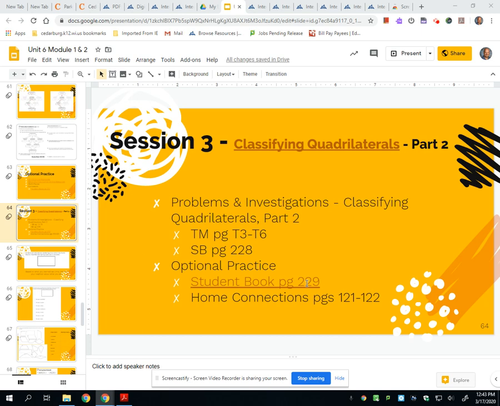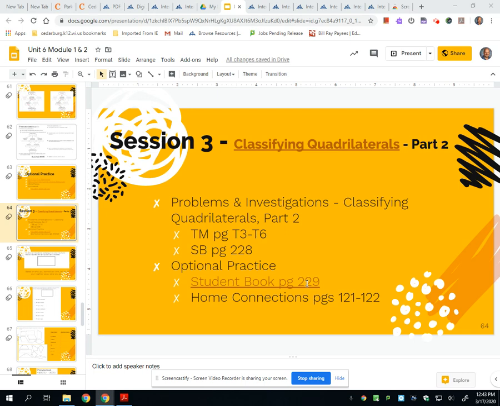Welcome to session 3 of Unit 6, Module 2, Classifying Quadrilaterals, Part 2. I know you guys were looking forward to Part 2 because we finished Part 1 yesterday and it was riveting, right? So, yesterday we talked about how to classify certain quadrilaterals based on sides, based on angles, whether they were congruent, parallel, all sorts of adjacent sides, all sorts of new words that we learned.